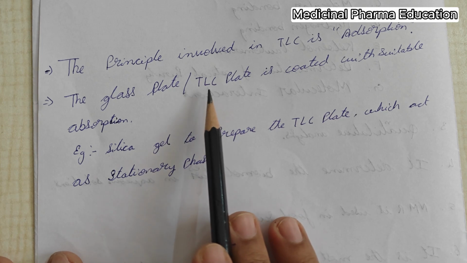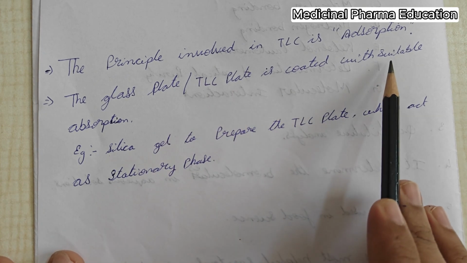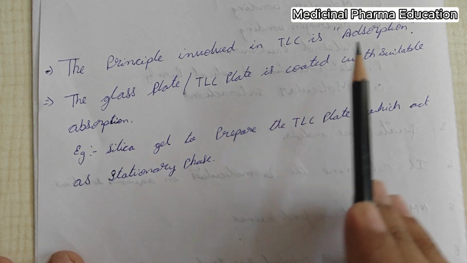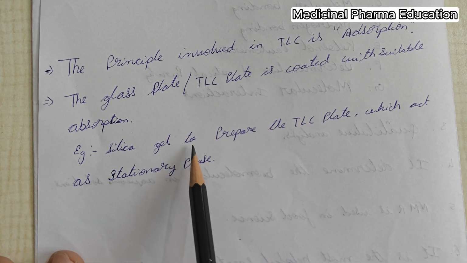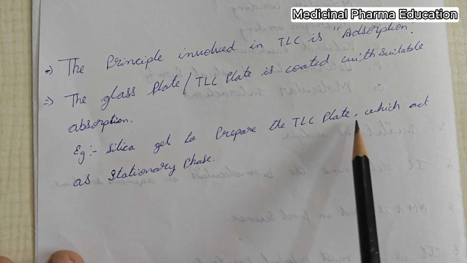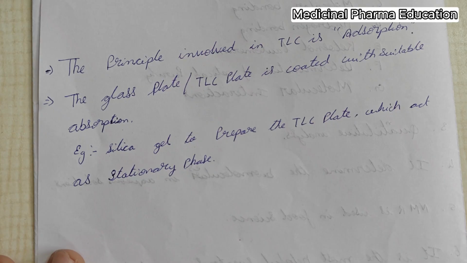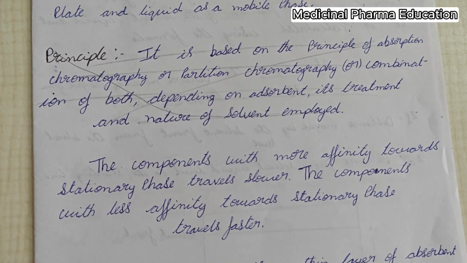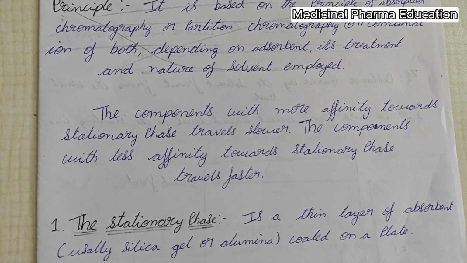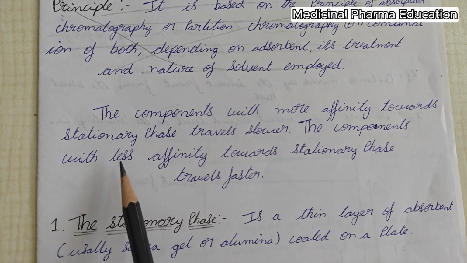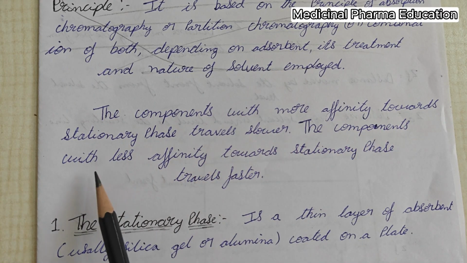The glass plate or the TLC plate is coated with a suitable adsorbent, silica gel, to prepare the TLC plate, which acts as the stationary phase. Next, we continue with our explanation. The compounds with more affinity towards the stationary phase travel slower. The components with less affinity towards the stationary phase travel faster.